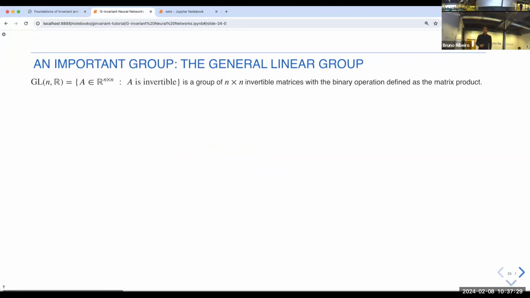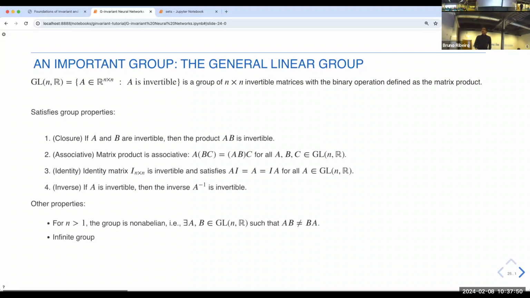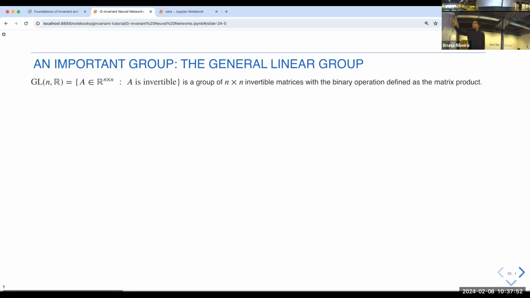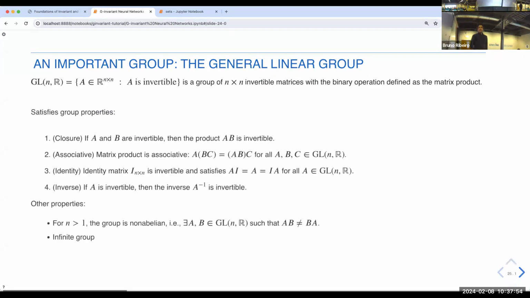Okay, so I think that's clear. So an important group is the general linear group that I mentioned before. And this will be a group of all n by n matrices, all square matrices that are invertible. So all possible square matrices that are invertible form this group, the general linear group. And the operation of the group will be defined as a matrix product.